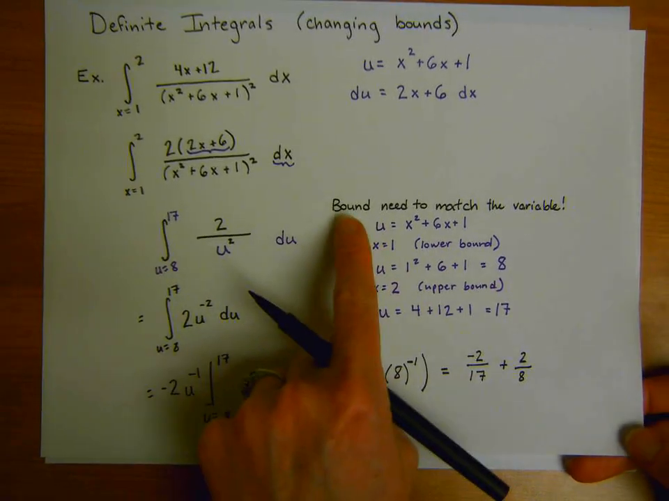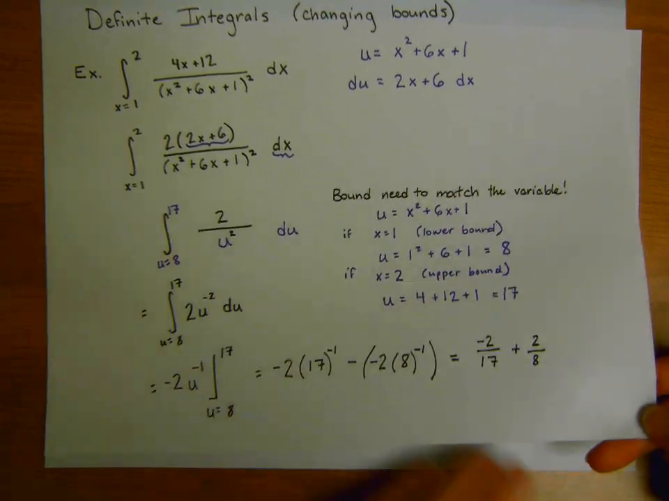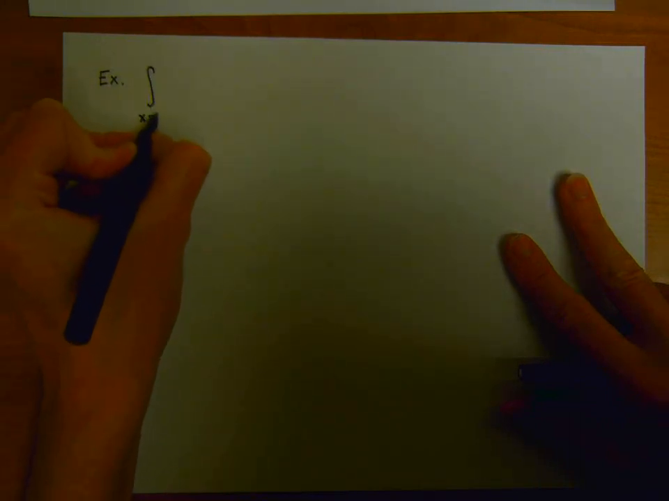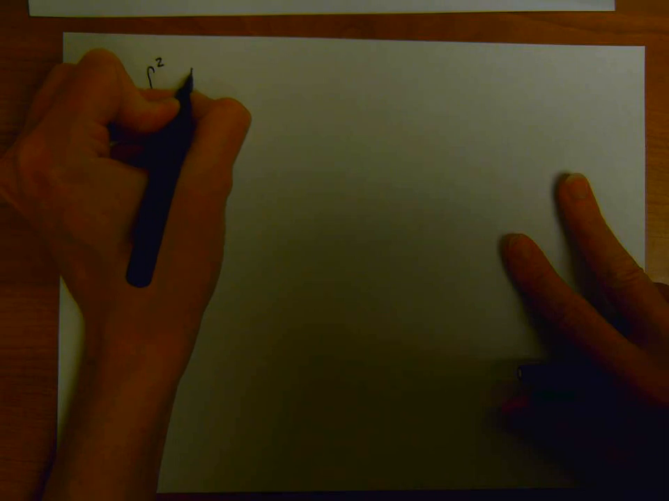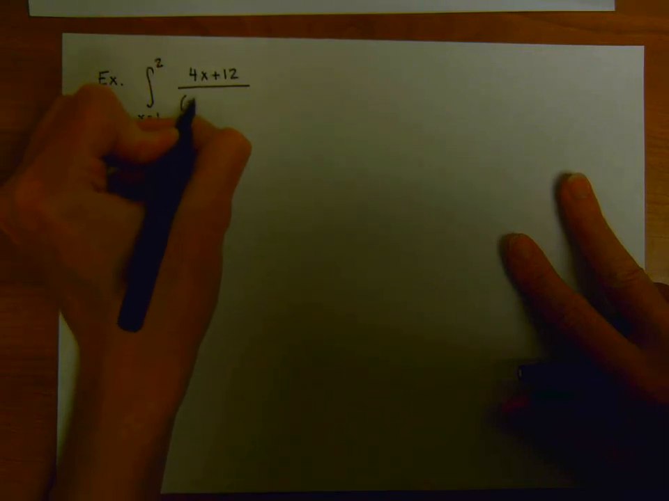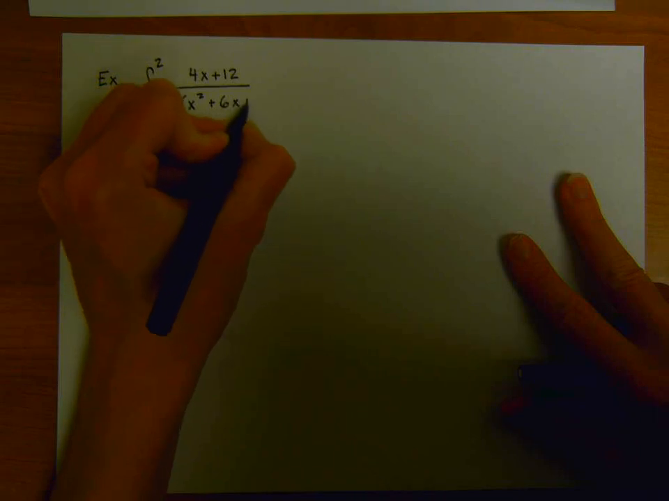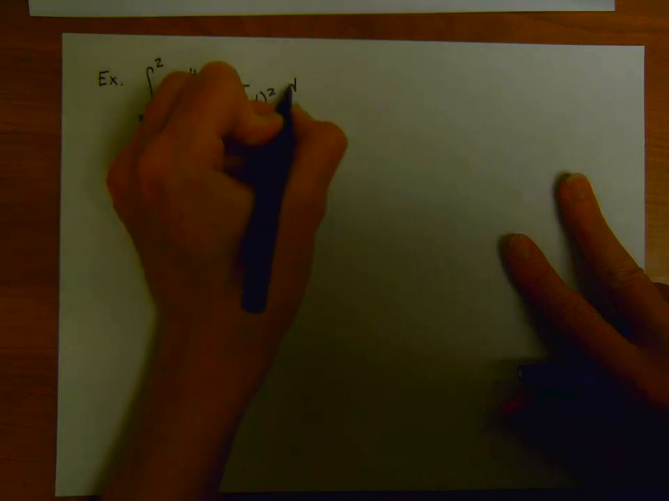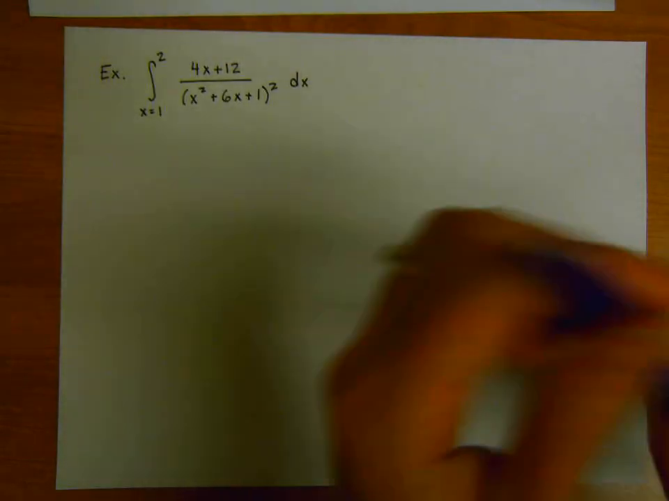One way to deal with definite integrals. I'm going to show you a second way to deal with definite integrals as well, and we're going to do the same examples so that you can compare them side by side. So let's look at the same example. The integral as x goes from 1 to 2 of 4x plus 12 divided by x squared plus 6x plus 1 squared dx. We're going to do the same thing that we did before.